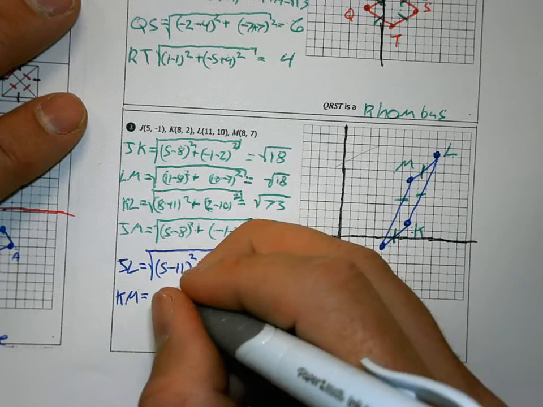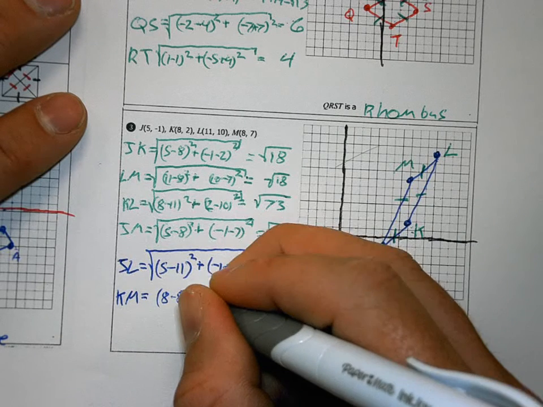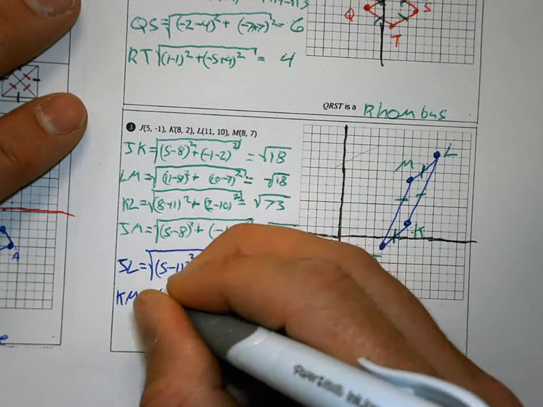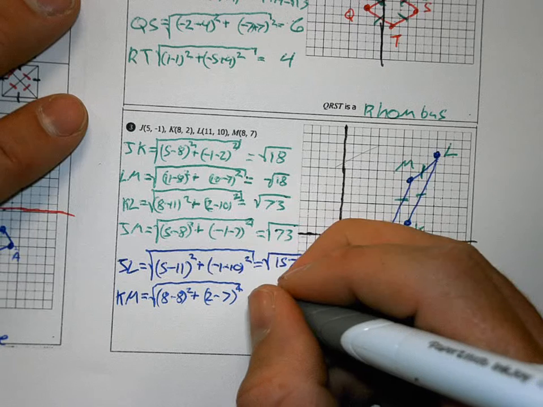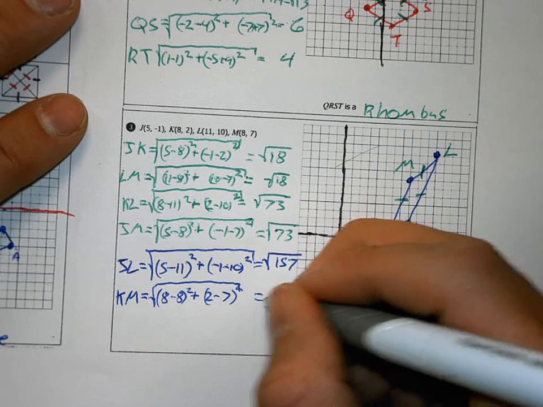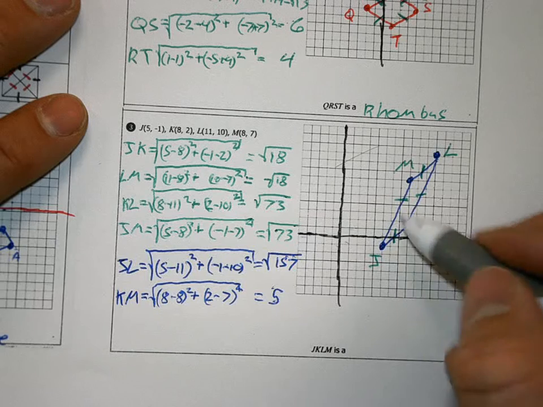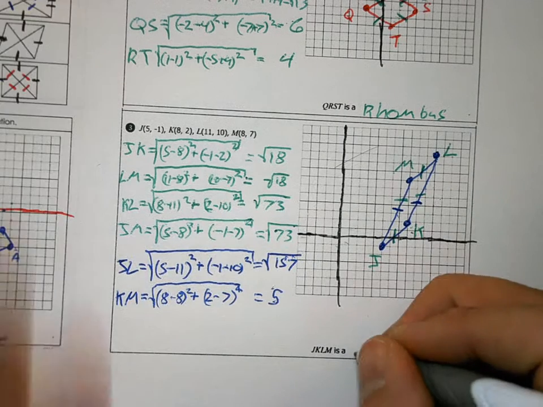8 minus 8 squared plus 2 minus 7 squared. That'll zero out. That's 25, so I get the square root of 25, which is just 5. So the diagonals are not congruent. So all opposite sides are congruent. Diagonals are not congruent, making this a parallelogram.